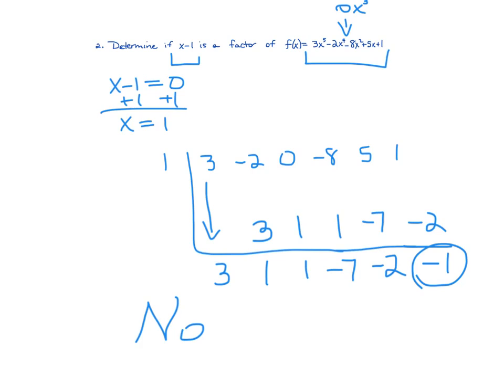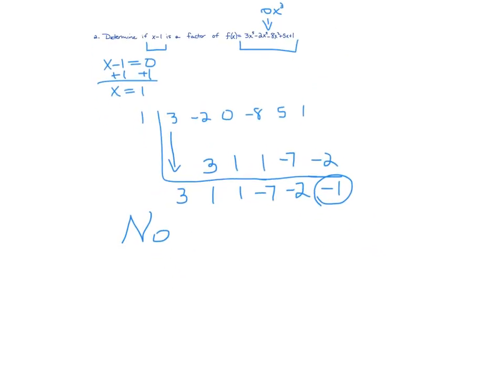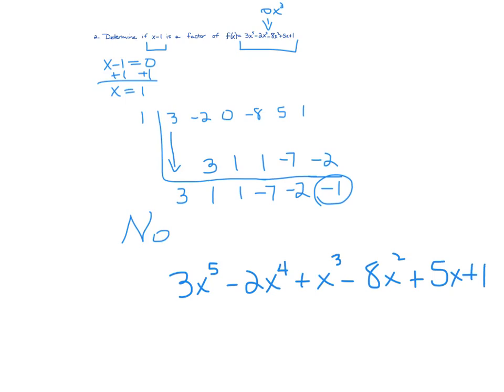Now, I'm going to slightly change the problem. It's not in your notes, but I'm going to take the same polynomial, but now I'm going to add in an x cubed. So let's say I take the exact same one, 3x to the 4th minus 2x to the 3rd. I'm sorry, I got the wrong exponent. This should be a 5. 3x to the 5th, -2x to the 4th. I'm going to add in an x cubed minus 8x squared plus 5x plus 1. I'm going to use the same factor.